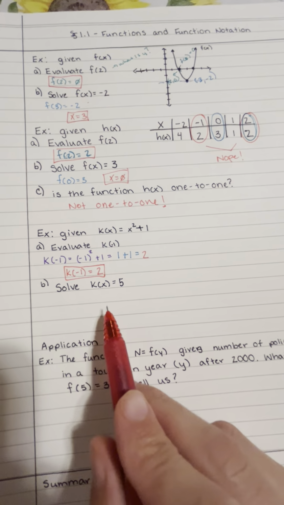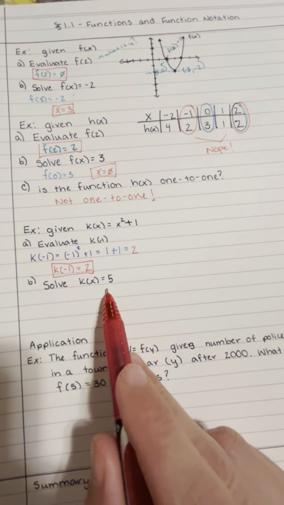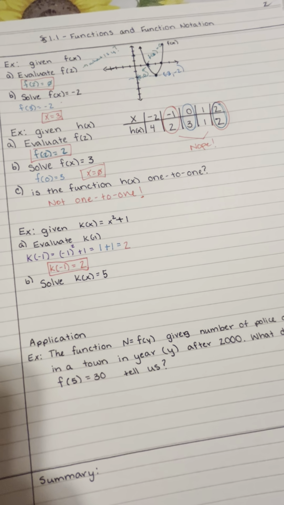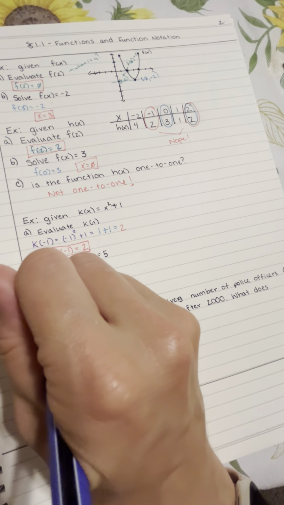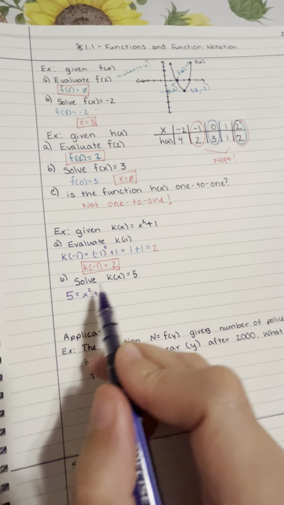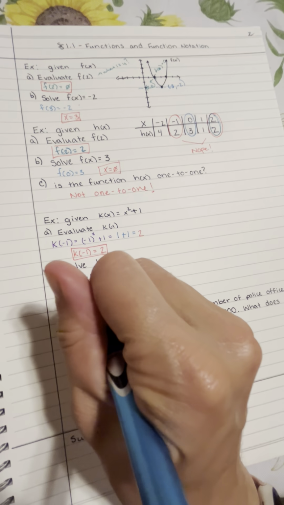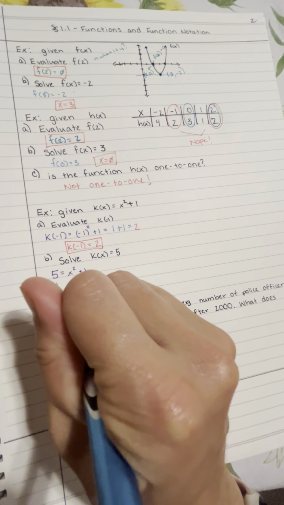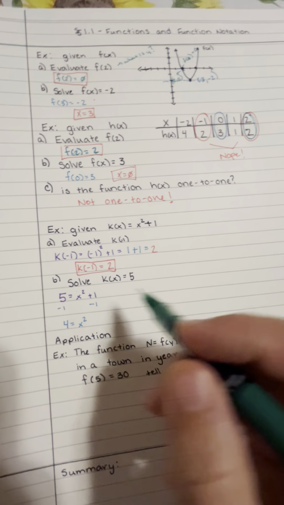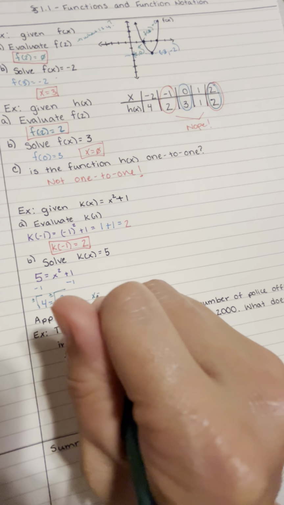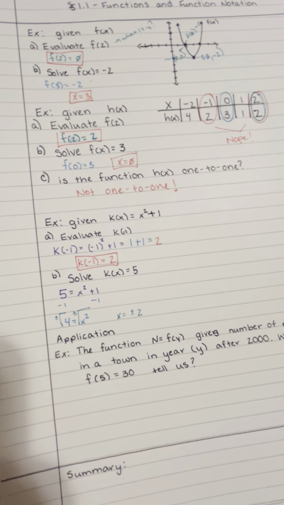All right, now solving k of x equals 5. This is different. This time, I am replacing the k of x with 5 and solving for x. Remember, my goal is to solve for x. So I'm going to say 5 is equal to x squared plus 1. I just did that little substitution. Now solving for x, I'm going to subtract 1. So now I have 4 is equal to x squared. Fun fact, when you solve for a square, remember you got to take the square root, plus or minus, of both sides. Square root of 4 is 2. So x is equal to plus or minus 2, and that's your solution.